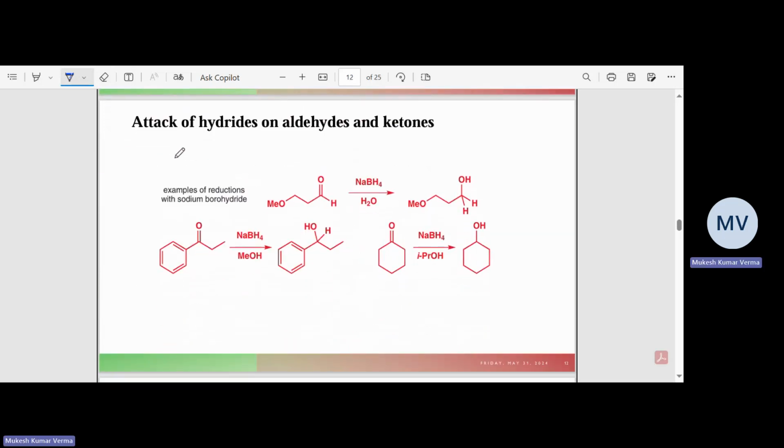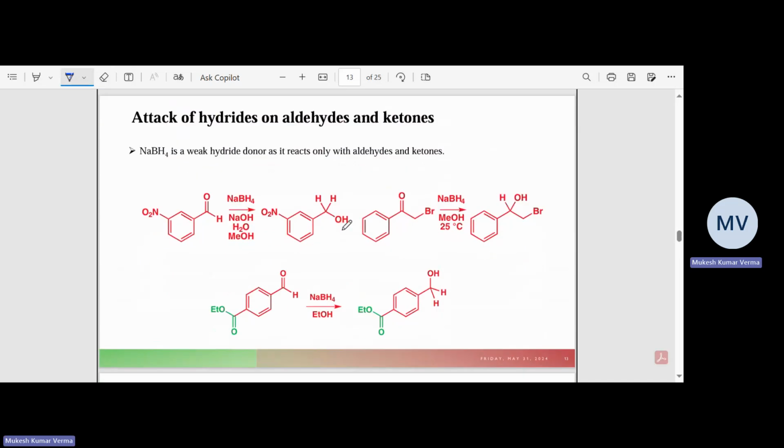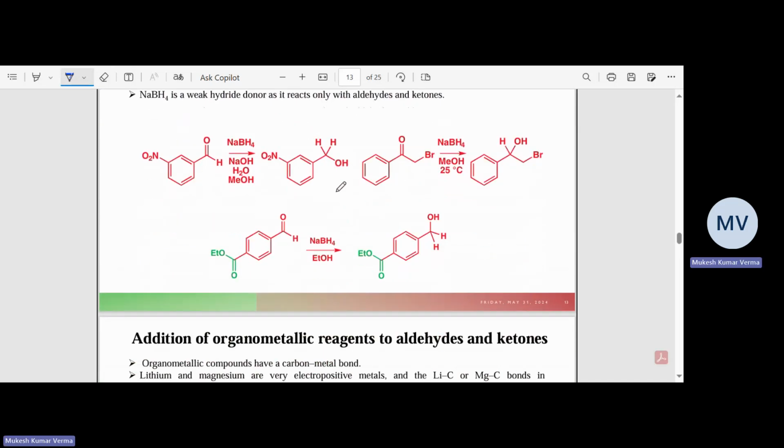These are some examples of the attack of hydrides on aldehydes and ketones. First, there is the attack of sodium borohydride and water to form alcohols. This is the second example, converting the carbonyl to alcohols. This is also called reduction. Sodium borohydride is a reducing agent which converts carbonyls to alcohols. Some more examples are given.